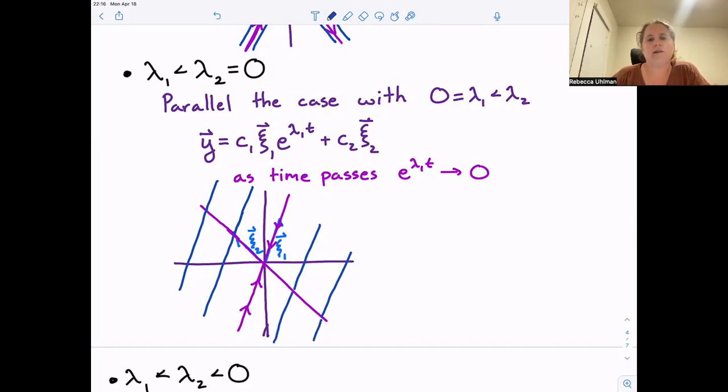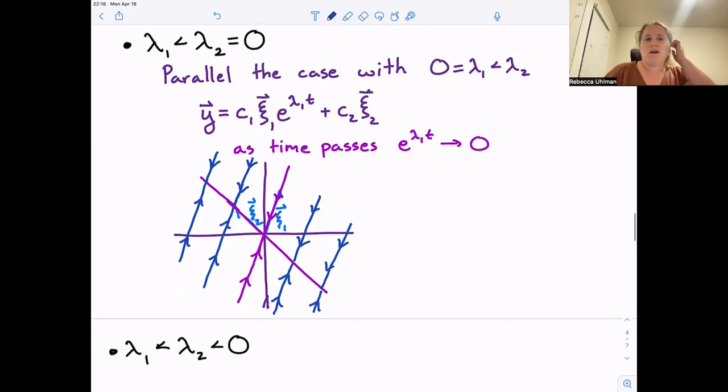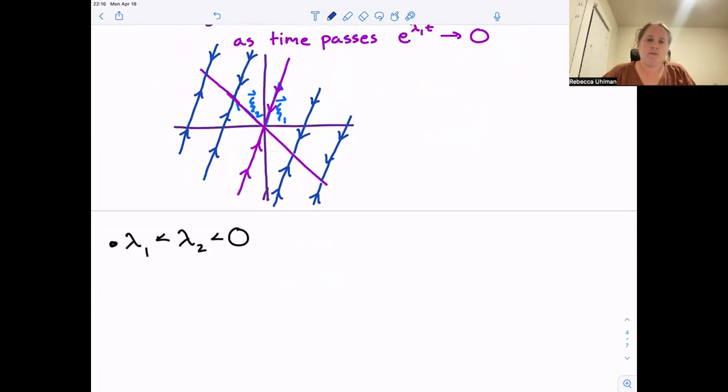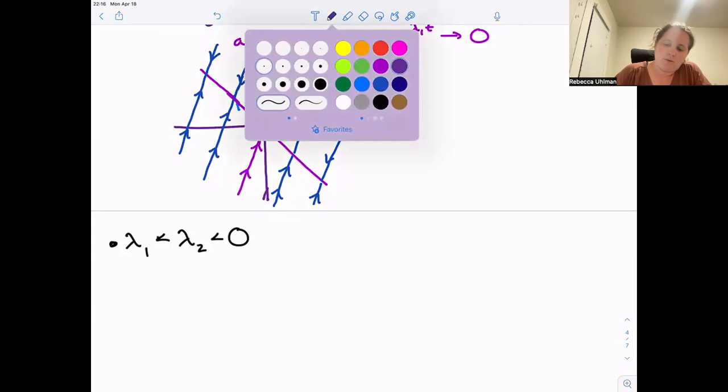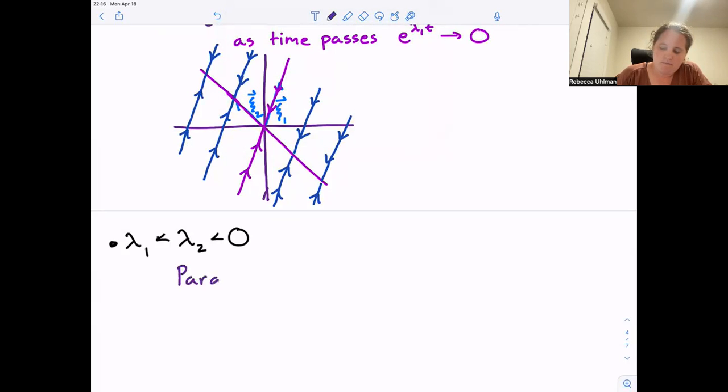And this time around, as time passes, we actually head in towards the line that's through the origin along psi2. So in the positive parallel case, we headed away from the line. In the negative case here, we head towards that line. Next case, lambda1 less than lambda2 less than 0. This will parallel the case with 0 less than lambda1 less than lambda2.